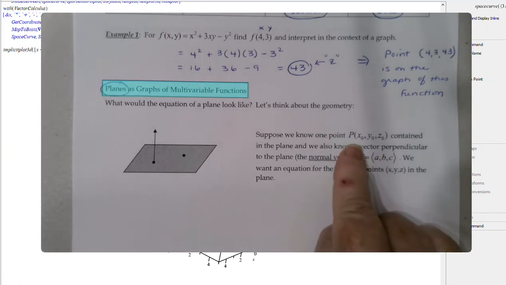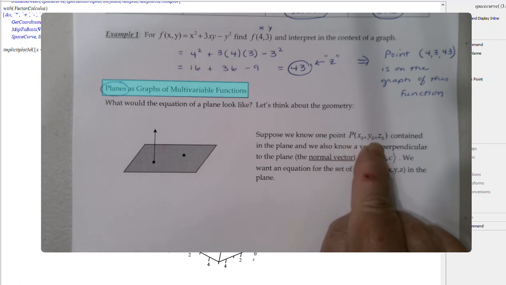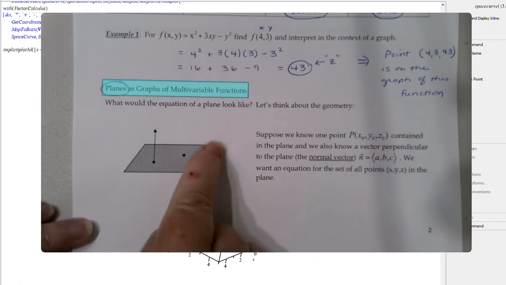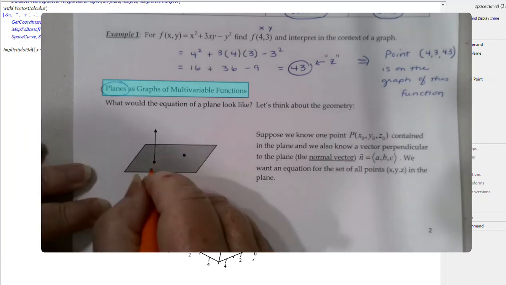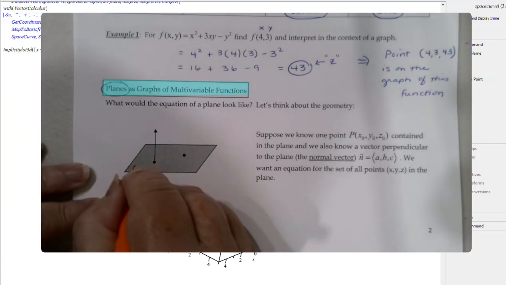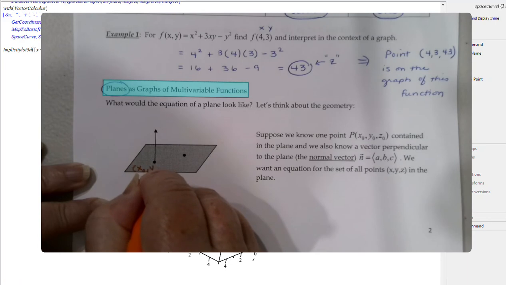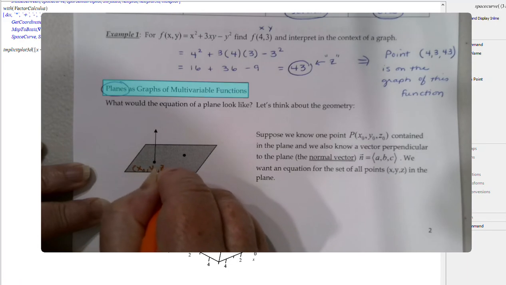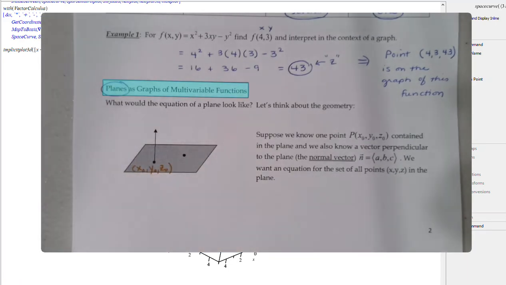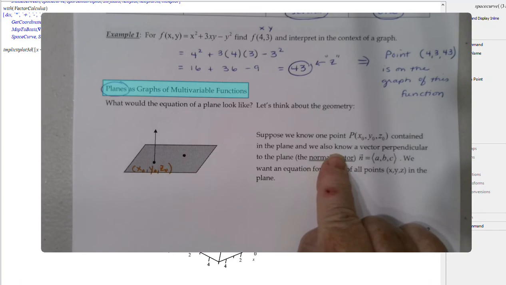Suppose I know one point, P, which has coordinates x0, y0, z0, and is contained within my plane. So I'm going to call this point right here P. It's x0, y0, z0. Let's further suppose that we also know a vector that's perpendicular to the plane.